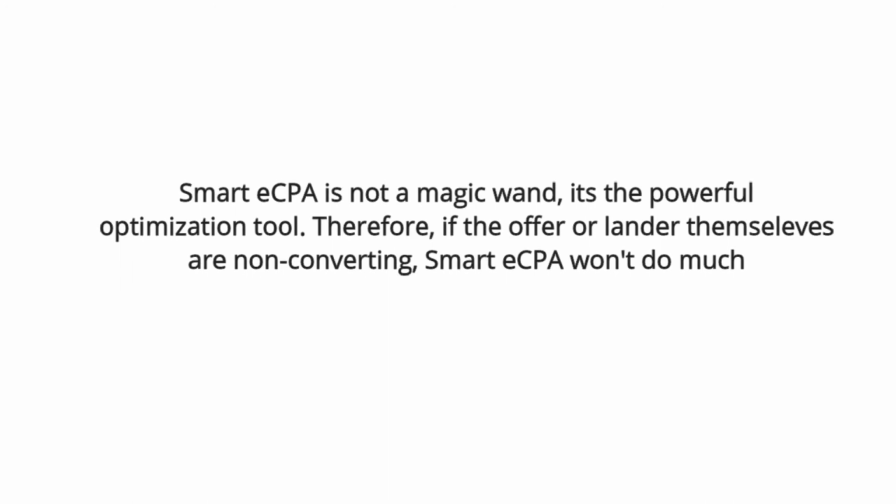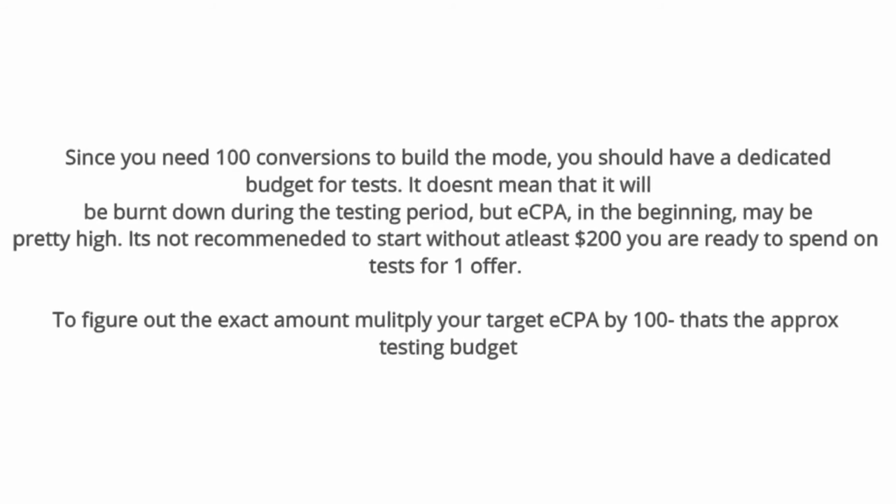Smart eCPA is not a magic wand, but it is a powerful optimization tool. Therefore, if the offer or the lander themselves are not converting, then your Smart eCPA won't do much. Since Zeropark needs at least 100 conversions to build a model, you should have a dedicated budget for tests. It doesn't mean that it will be burnt down during the testing period, but the eCPA in the beginning may be pretty high. They recommend that you don't get started without at least $200 that you're ready to drop to test on one offer.